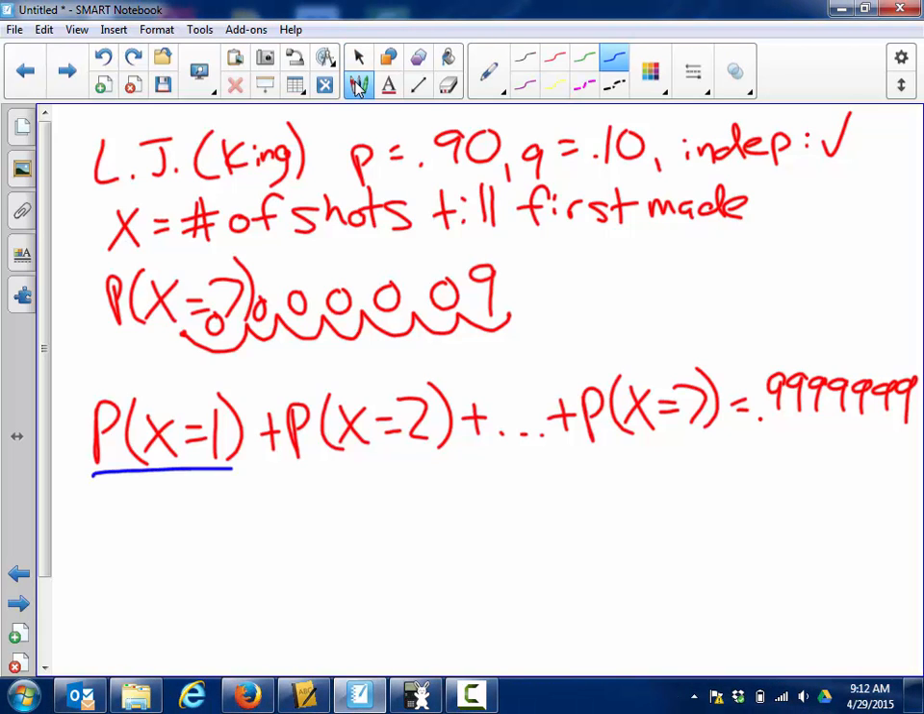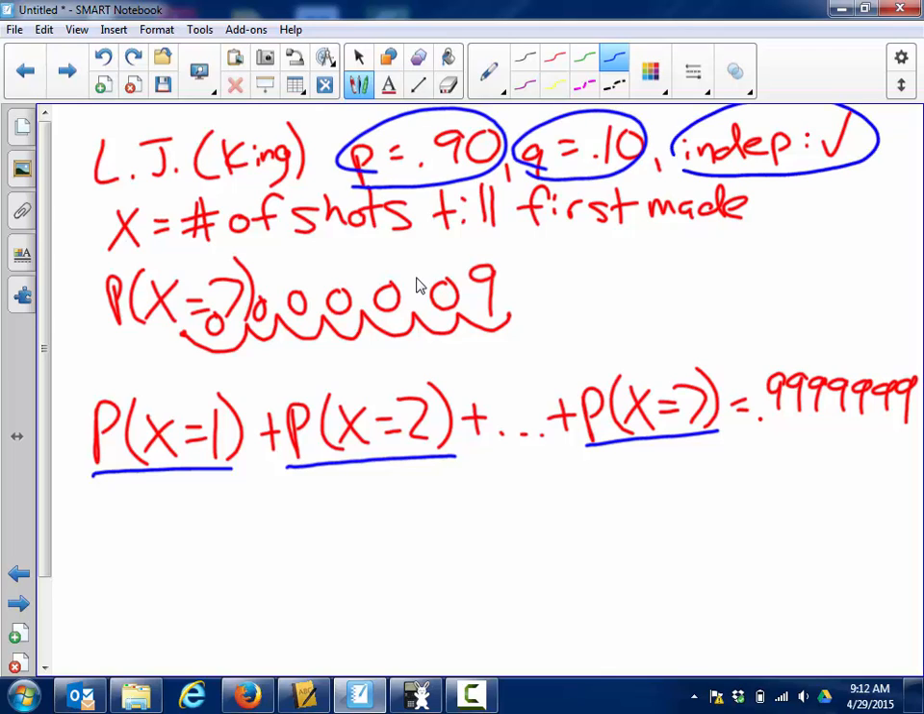The CDF finds the probability that he makes his first shot, or that he misses, then makes his second shot, or that he misses twice and makes his third shot, and so on, up to the seventh shot. So you get an extremely high probability that he would be successful for the first time on one of his first 7 shots.